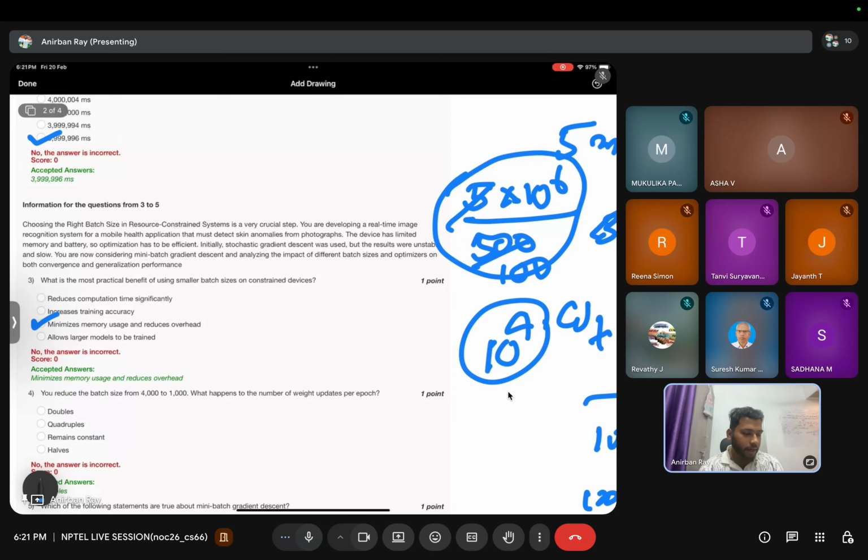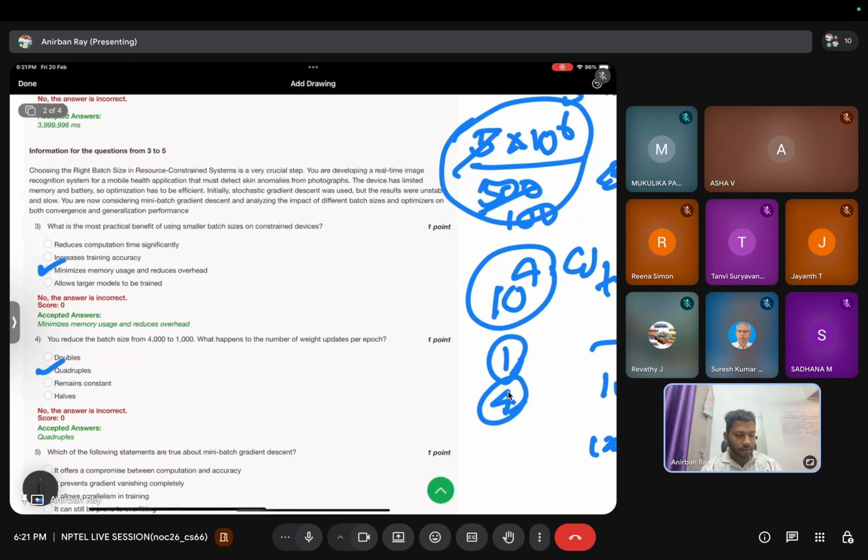You have to understand, suppose the data size was 4000 only. Then the weight update per epoch is 1, right? Easy. Now if the batch size is 1000, for each batch you need a weight update. The dataset size is 4000, so 4000 divided by 1000 is 4, so the number of updates required is 4. So the number of weight updates quadruples.